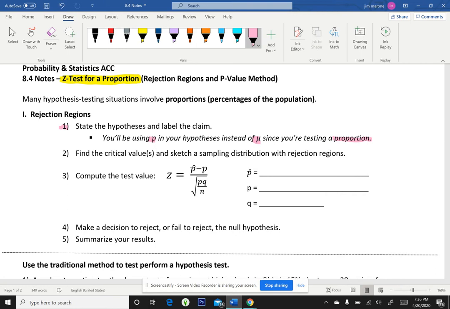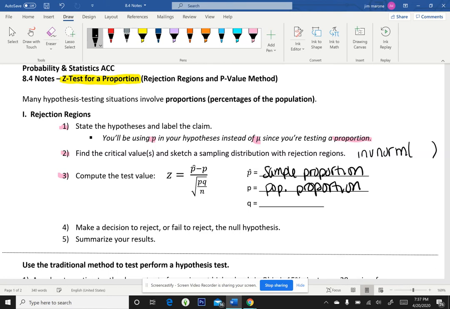We find the critical values and sketch the sampling distribution with the rejection regions. Remember the critical values, we find it with the inverse norm, and I'll write that down. So we always find the critical values with the inverse norm. And then step 3, we compute the test value. We use the formula for Z, which is the test value or the test statistic. The P hat is the sample proportion, just like before. In this formula, the P is the population proportion. And then the Q is 1 minus P.